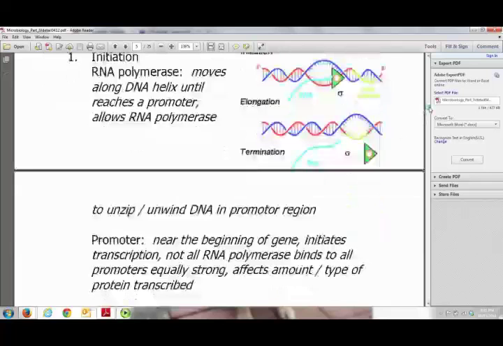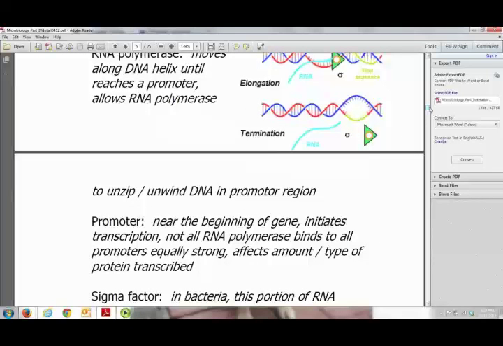The promoter is a sequence that's near the beginning of the gene that helps to initiate transcription. Not all RNA polymerases bind to all promoters equally strongly, and this will affect the amount and type of protein being transcribed.